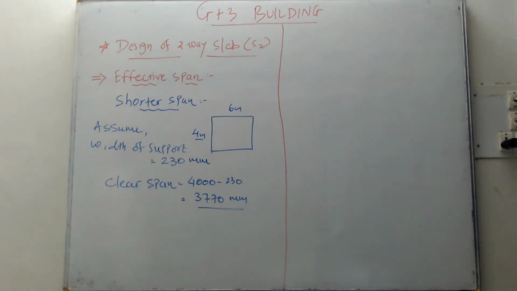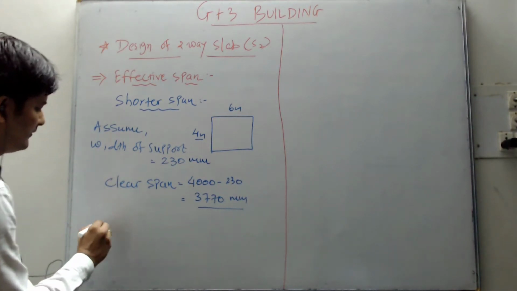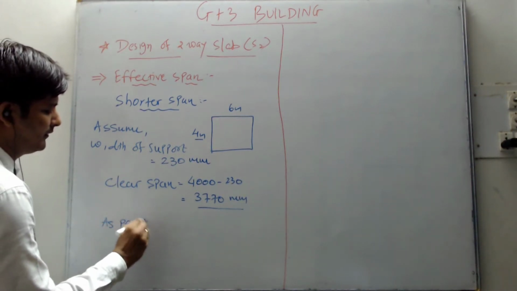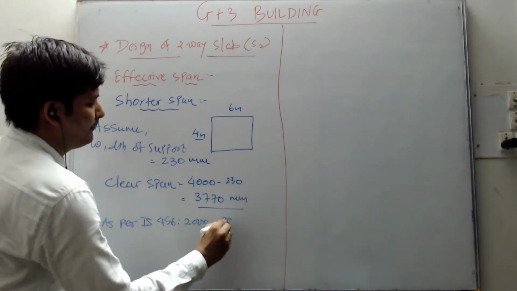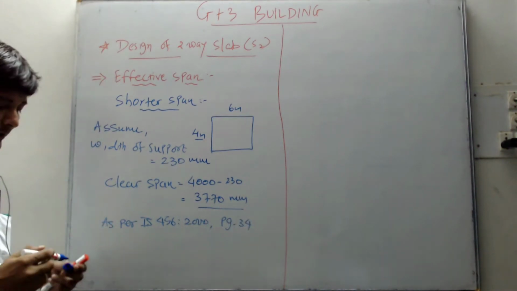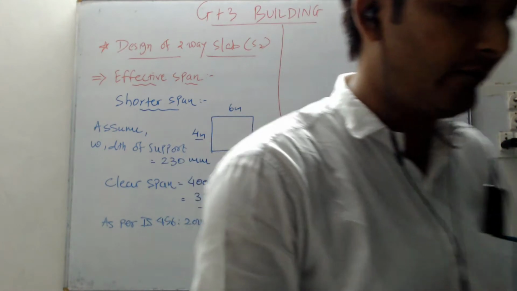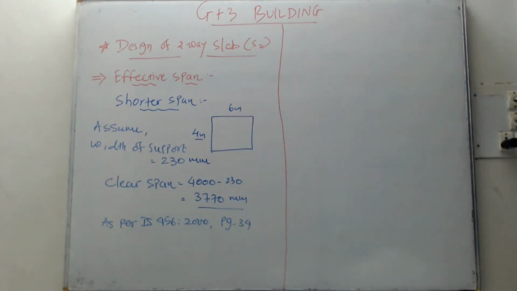Then as per IS 456-2000, page number 34. So let us see what is given on page number 34. So let me share the IS code with you so that you can easily understand what we are talking about, right? This is a hands-on training of how to do the design of slab or G+3 building. So quickly go to page number 34.